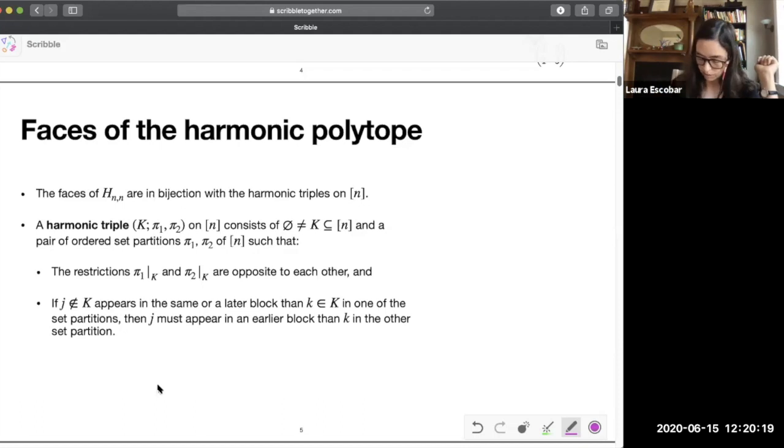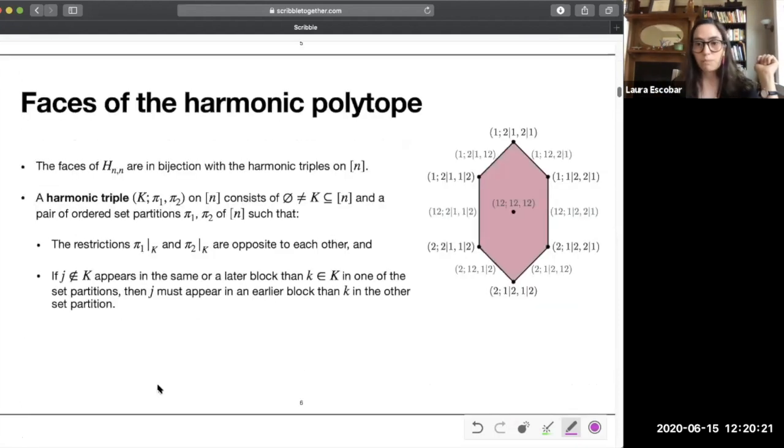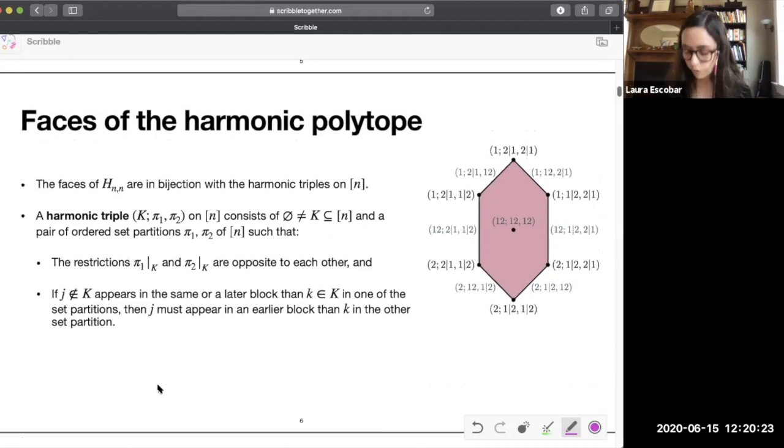So let's relabel the harmonic polytope that we had before. Now I'm labeling it by harmonic triples. Let's, for example, take this one. If we take this harmonic triple, the set here is 2, and we see 1 and 2 are in the same block. So that tells us that 1 needs to be before the 2 in the other block.